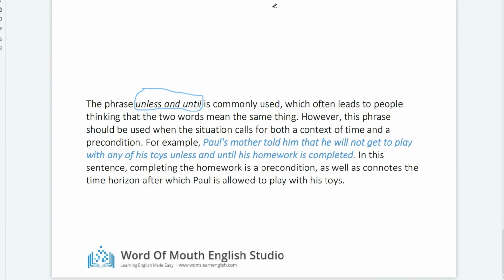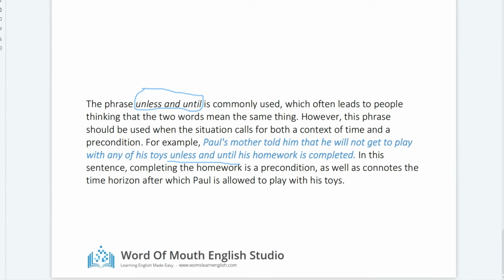Let's have a look at a practical example in blue. Paul's mother told him that he will not get to play with any of his toys unless and until his homework is completed. So, in this example, completing the homework was the precondition. Here, are we talking about preconditions? Definitely. But think of it as a different type of condition, not as the zero, first, second, or third, or mixed conditionals that we usually use.